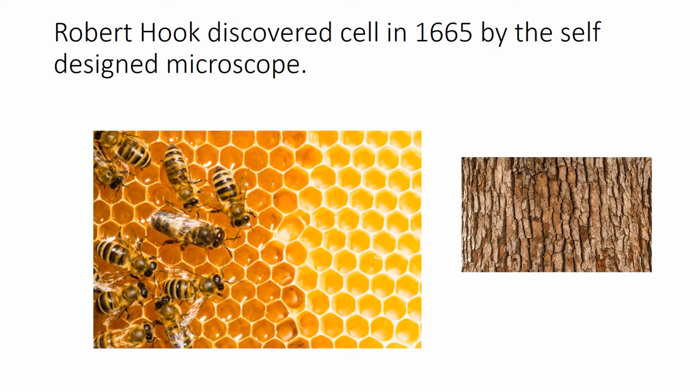Now students, the question is, who discovered the cell? The cell was discovered by Robert Hooke. He was a scientist who discovered the cell in 1665 with a self-designed microscope. Actually, he was examining cork. Now the question is, what is cork?